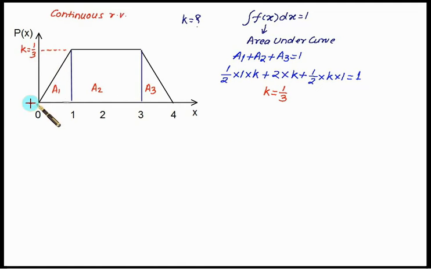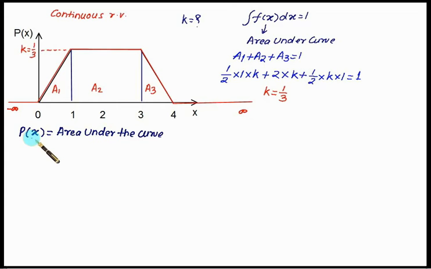Now that we know how to calculate the value of k, how do we find the probability? Basically it starts from minus infinity, and the function is defined from 0 to 1, 1 to 3, 3 to 4, and from 4 onwards the value of the function is equal to 0. So for minus infinity, P(x) equals 0, and for x greater than 4 the value of the function, the probability, is equal to 0. Basically P(x), the probability, is nothing but the area under the curve, given as the integral from a to b of f(x) dx.